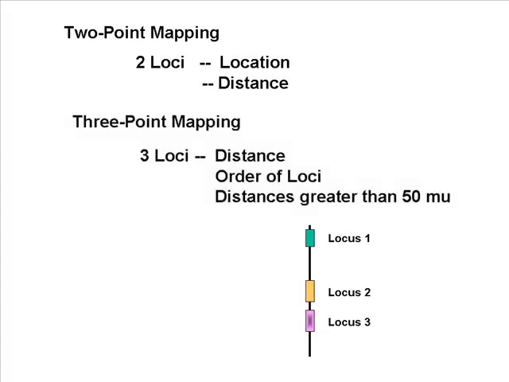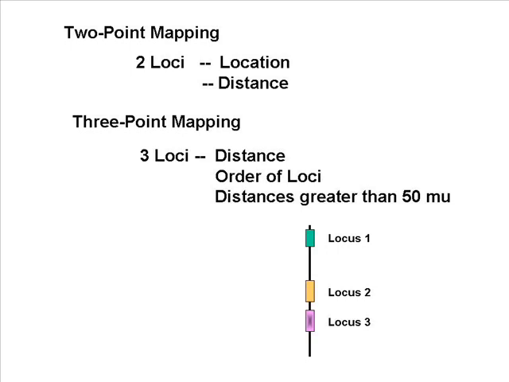With three-point mapping, we add some other variables. We can again talk about distance, but this time the distances can be greater than 50 map units. We also can introduce the idea of order of the loci. Do they belong on top, bottom, middle? Where does the new, say, mutant locus belong? I've shown here locus 1, 2, and 3, trying to identify where these loci are found.